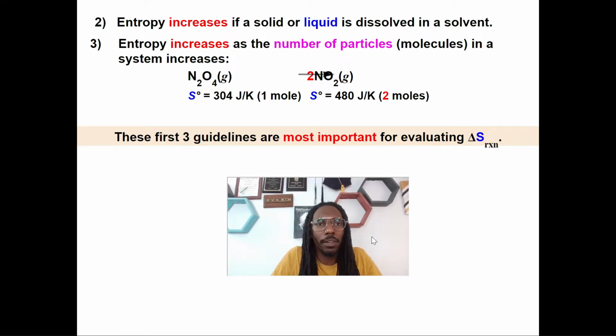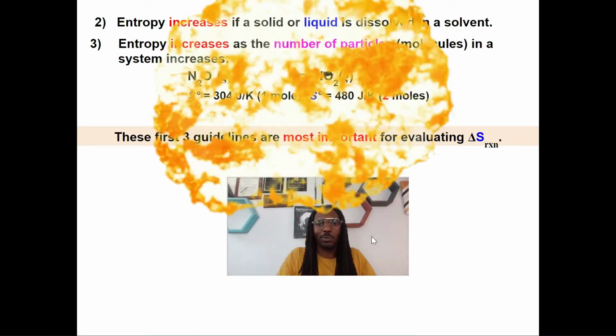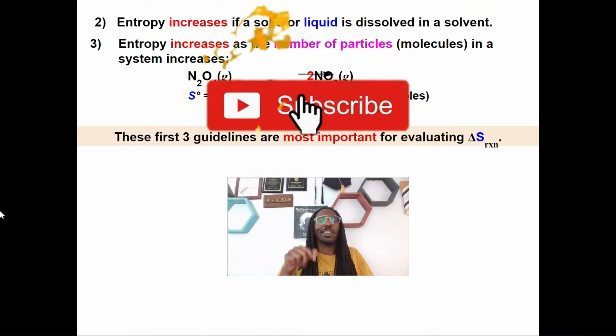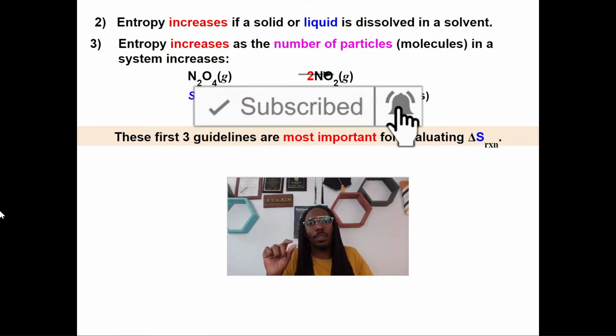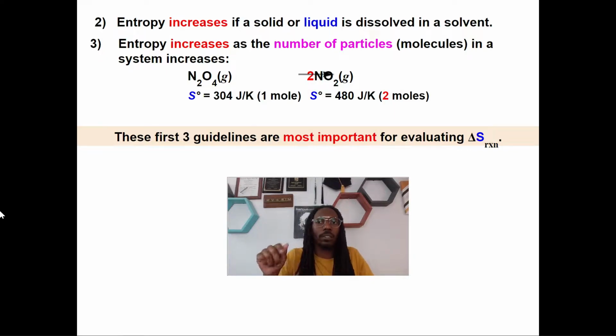All right, everybody, I'm down here. What's up? Let's look at the second one. I said 4, but it's actually 2. Entropy increases if a solid or liquid is being dissolved in a solvent. This is straightforward. If you're dissolving anything in a solvent, that means you're going to be increasing your entropy.